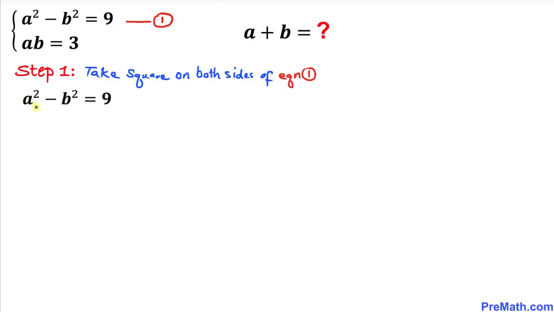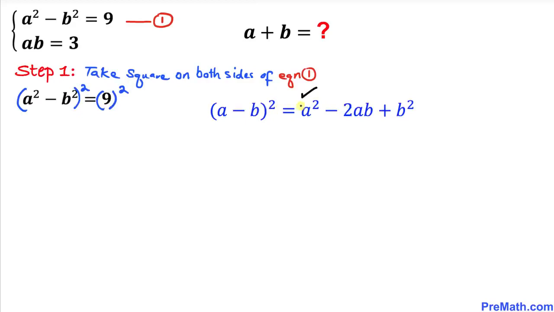And here I have copied down this equation 1. Let's take the square on both sides of this equation. And now let's recall this famous identity, a minus b square. We are going to use this identity to expand this binomial. So let's take care of it.